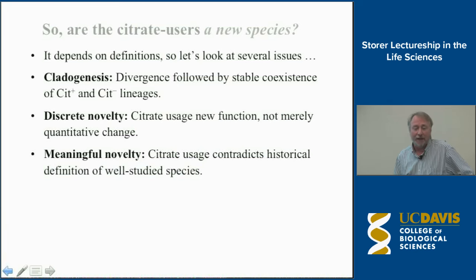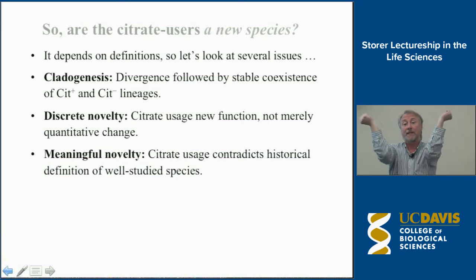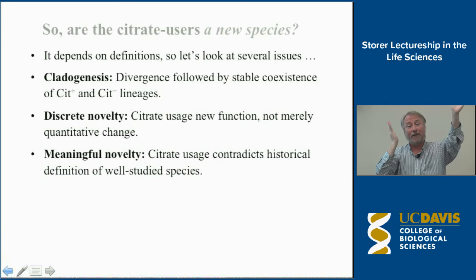One is cladogenesis. Cladogenesis is just a fancy way of saying lineages splitting. Evolution can involve something replacing its ancestor, but some people would say that for something to be a new species, we'd like to see a branch point in evolution, where not only did the Cit plus arise, but did it drive the Cit minus extinct? And it turns out it's quite interesting. For at least 10,000 generations, those guys coexisted, and we could show that was a stable coexistence.